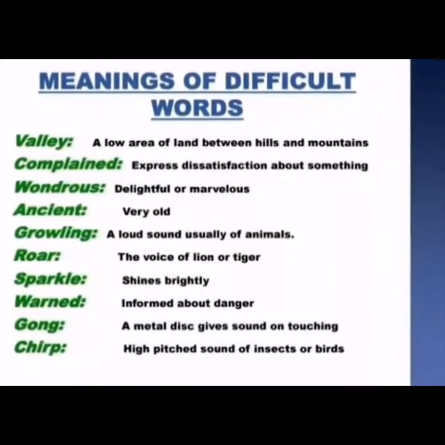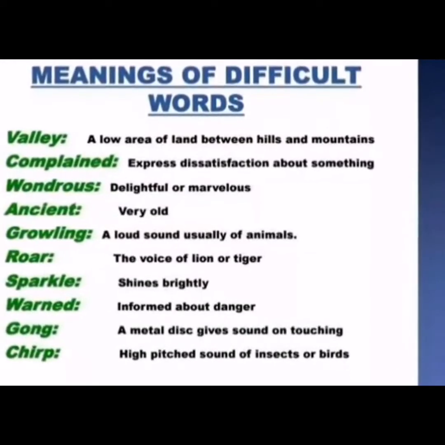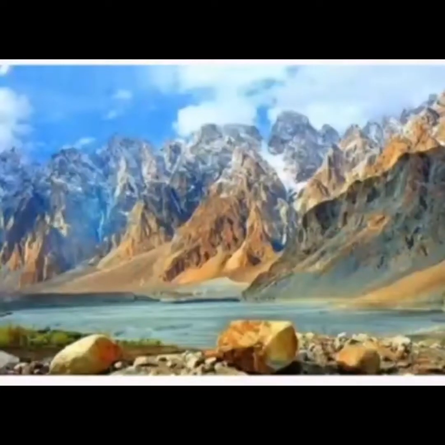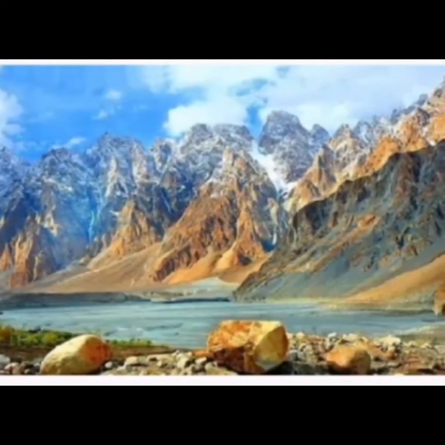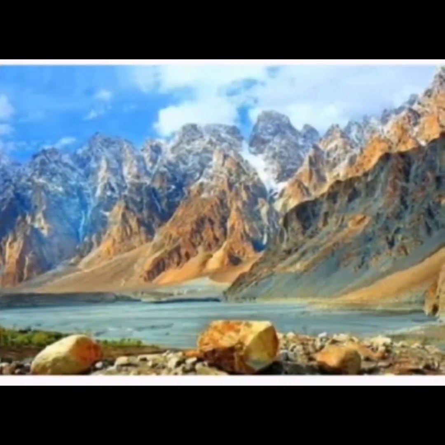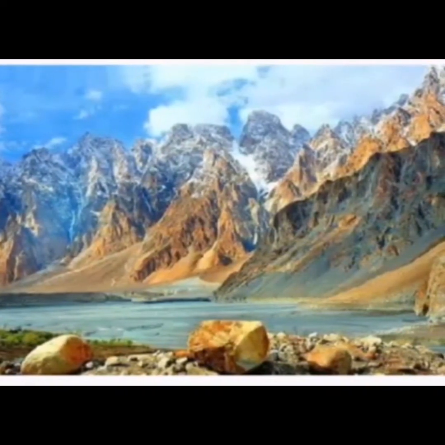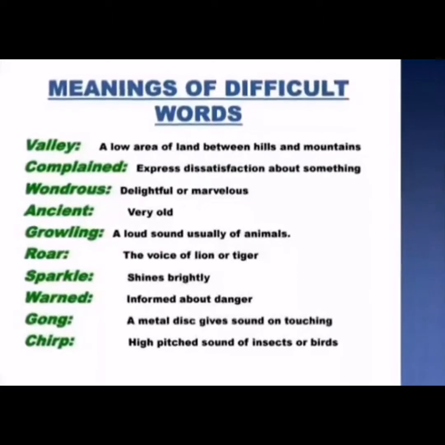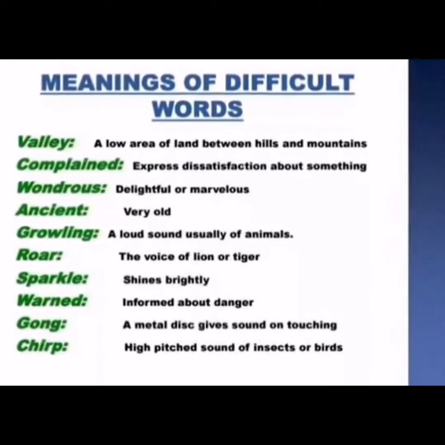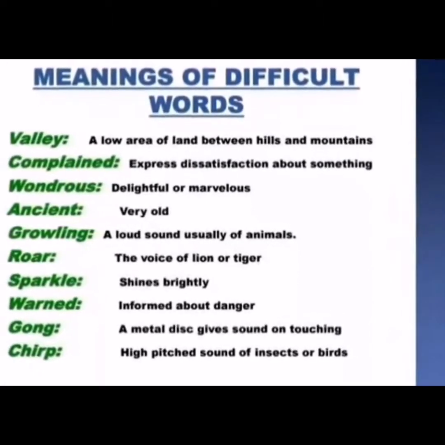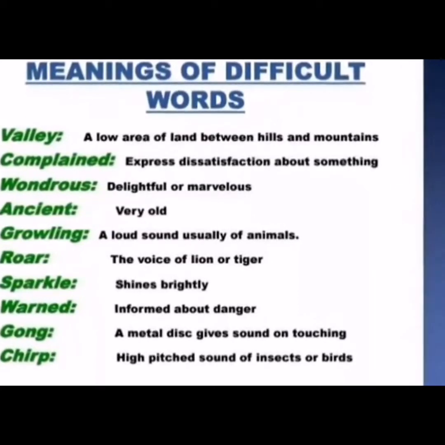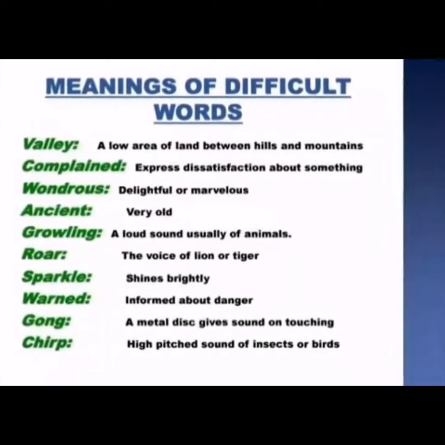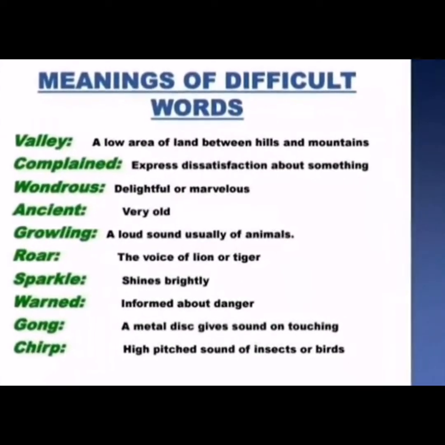There are a few words like valley. Valley is a low area of land between hills and mountains. I have also shown the picture of a valley here. This is the beautiful valley of Pakistan, Hunza Valley. And the second word is complaint. Complaint means to express dissatisfaction about something, means you are not satisfied with that.